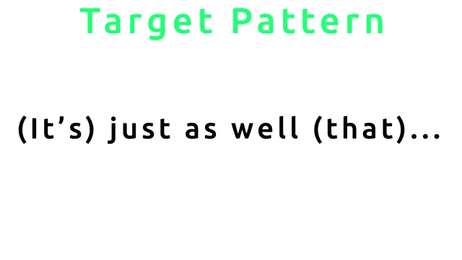The target pattern for this lecture is "It's just as well that." With this English pattern, we can omit some of the words. As you saw in the first slide, two of the words were in brackets, "it's" and "that." These two words can be omitted from this particular pattern. We'll look more at this later.